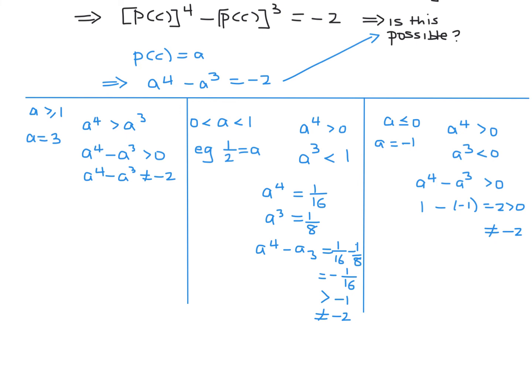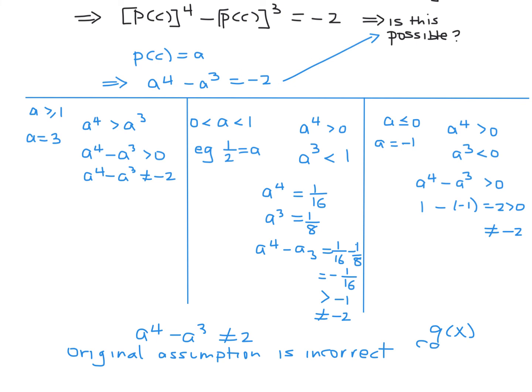So in all three scenarios, we showed that a to the power of 4 minus a to the power of 3 cannot be negative 2. So therefore, our original assumption is incorrect. And that basically means that q at x cannot have a real fixed point. And that completes the proof.